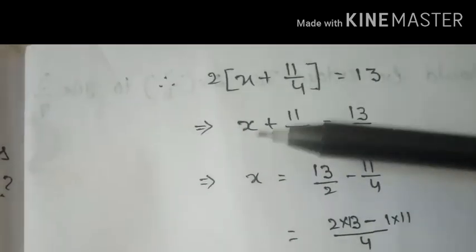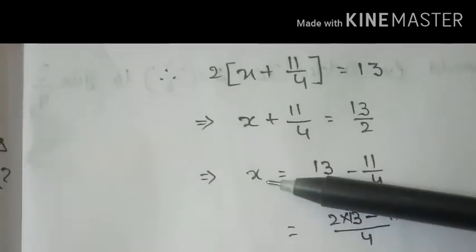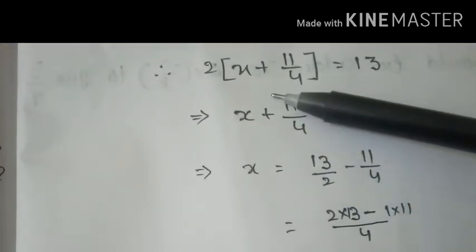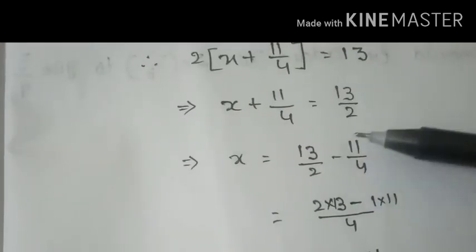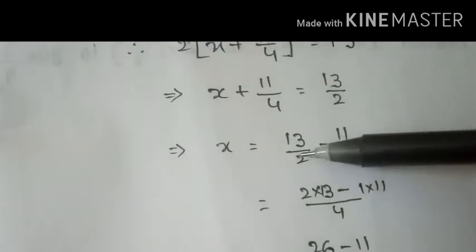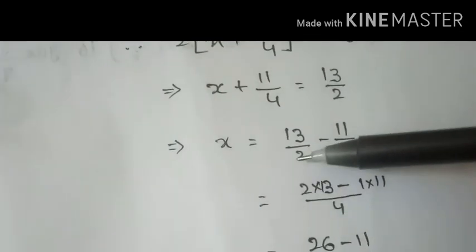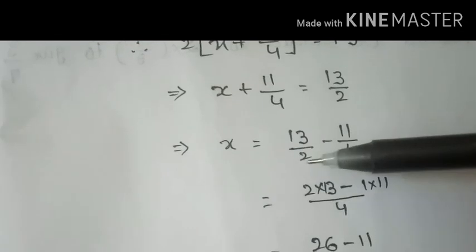Okay. Now we leave the x value, that means the variable value, on the left hand side, and I transpose this plus 11 by 4 to RHS. Then we get minus 11 by 4. Yes or no? So x is equal to 13 by 2 minus 11 by 4. Now these two are unlike fractions, so now you will take the LCM of 2 and 4.